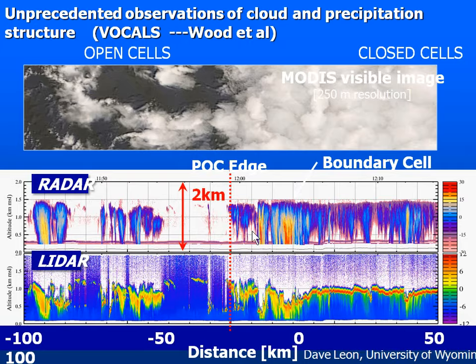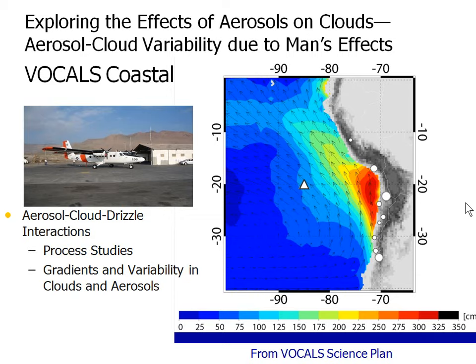And again, here's the same open cells and closed cells, and here's the Wyoming King Air radar showing the difference in the characteristics of the clouds in these different areas. They were also able to find very large differences in the aerosol concentrations, with some ultra clean, very clean air along some of the edges of these clouds. So I would point you to the paper that Rob presented yesterday, and there's also one in the Atmospheric Chemistry and Physics journal on this.